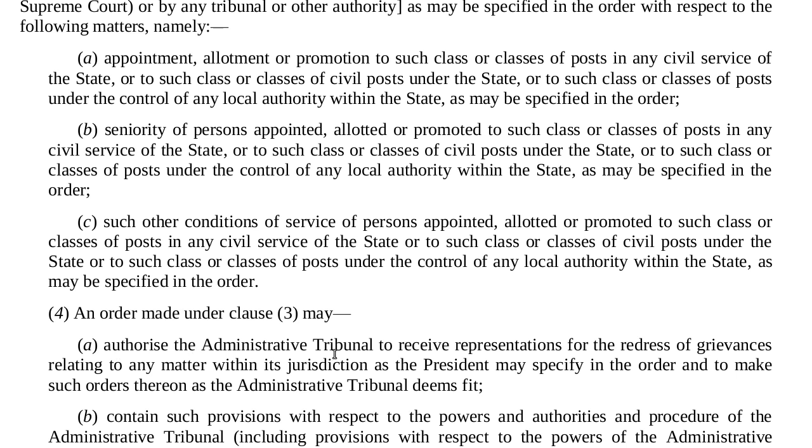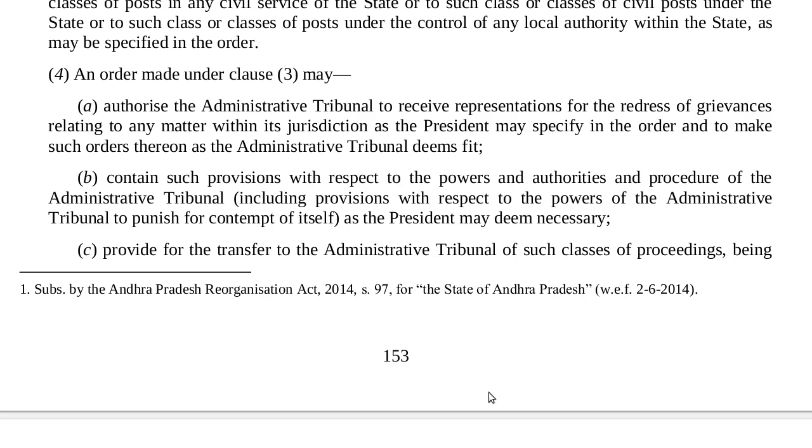Authorize an administrative tribunal to receive representation for the redress of grievances relating to any matter within its jurisdiction, as the President may specify in the order, and make such orders thereon as the administrative tribunal deems fit. B. Contain such provisions with respect to the powers and authorities and procedure of the administrative tribunal, including provisions with respect to the powers of the administrative tribunal to punish for contempt of itself, as the President may deem necessary.